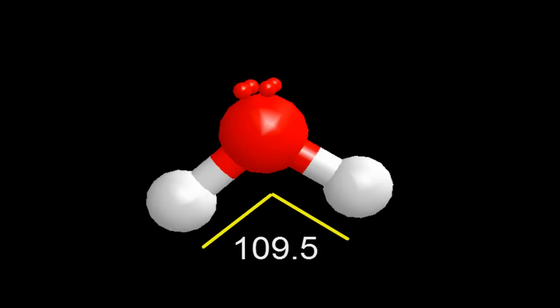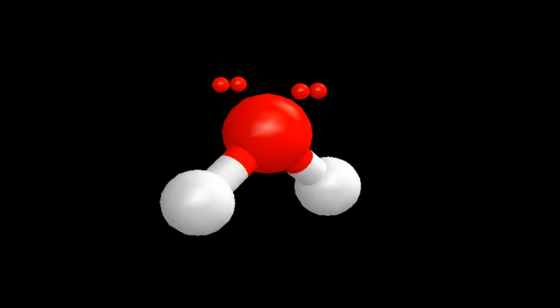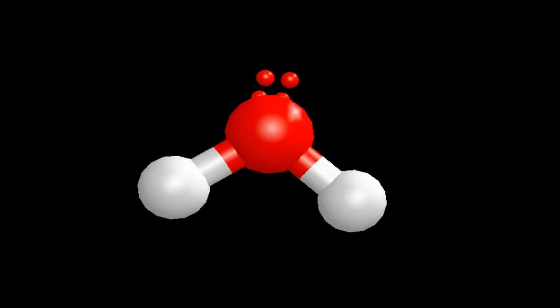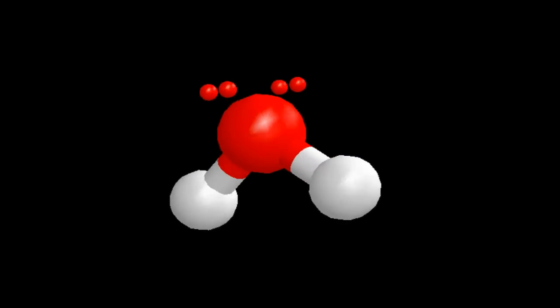So using both the valence shell electron pair repulsion theory and using the table where we look at the AXN notation, we've figured out the molecular geometry for water.